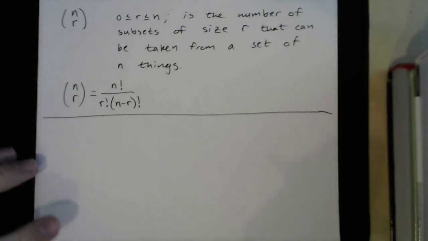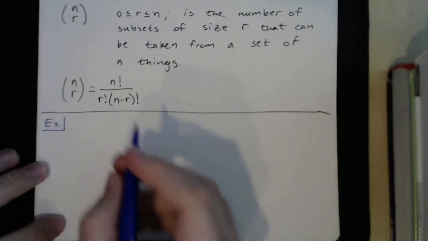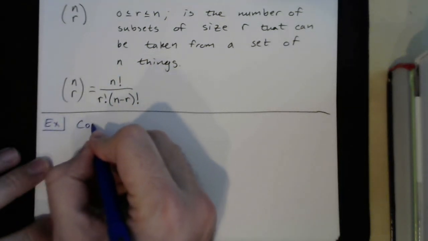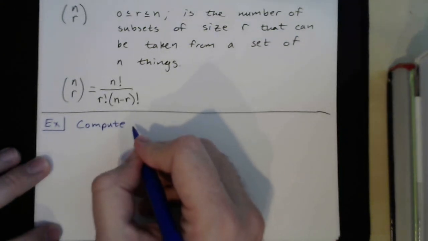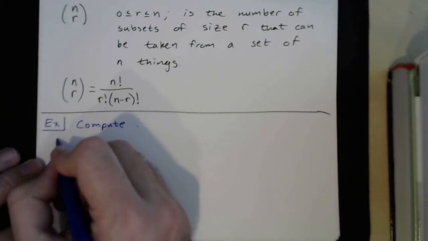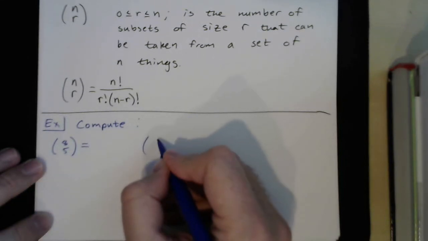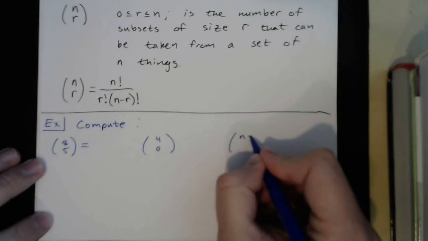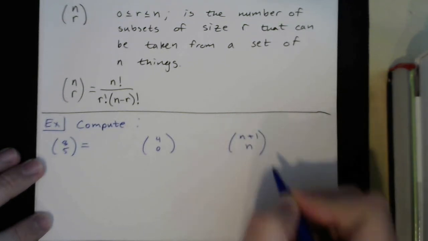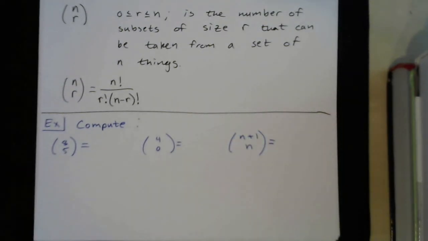To end this, I lied, it wasn't 5 or 6 minutes. To end this section here, I'm going to give you 3 n choose r's to calculate: 8 choose 5, 4 choose 0, and n plus 1 choose n. So pause your video, calculate these out.